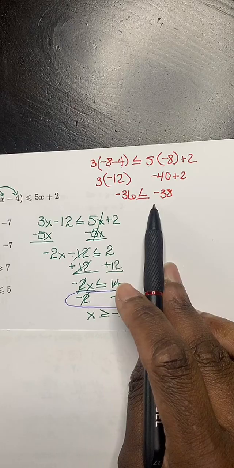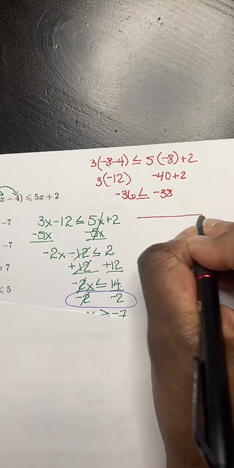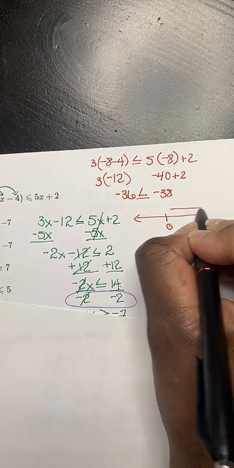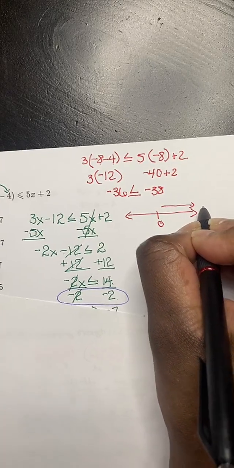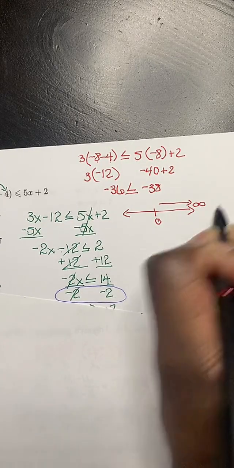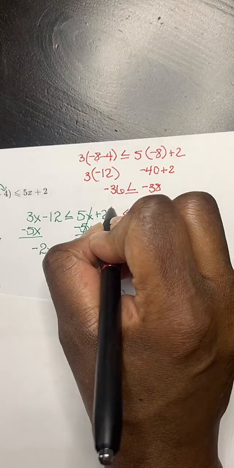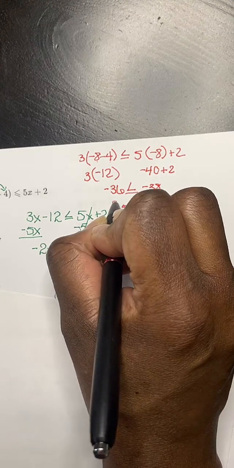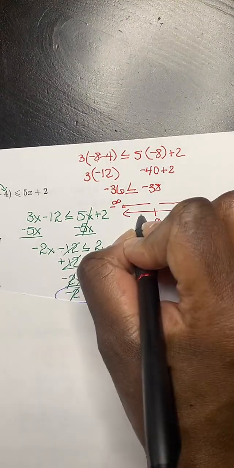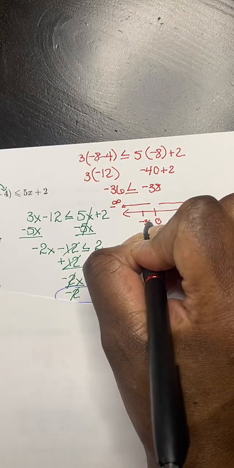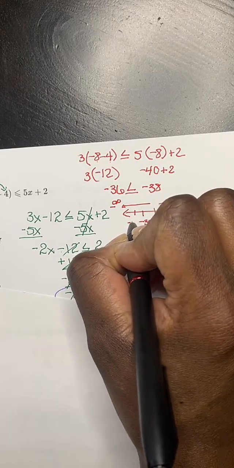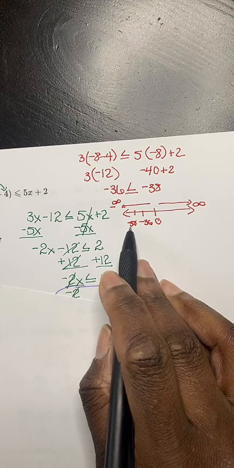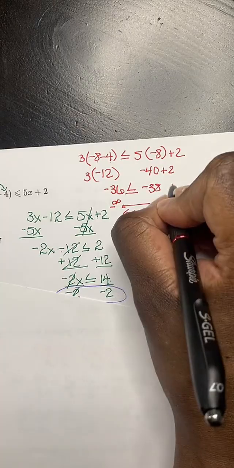Okay, no, it's not true. Because if you think of a number line, you have 0 smack in the middle. Going to the right, your numbers are getting larger, all the way to positive infinity. Going to the left, your numbers are getting way smaller, all the way to negative infinity. So negative 36 is here, whereas negative 38 is there. Negative 38 is smaller than negative 36. So this is a false statement.